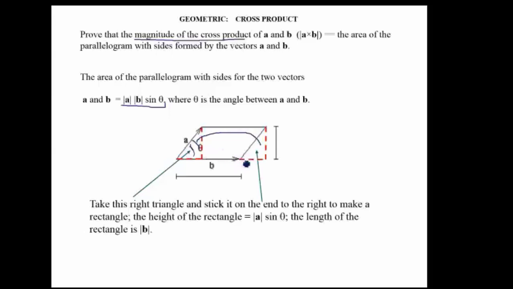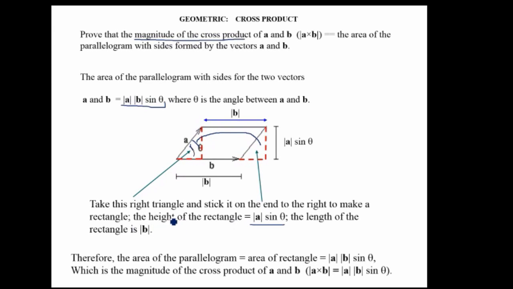This side here is equal to the length of B. And this side here is related to A and the angle, namely it's equal to A times sine of theta. So here's our B on this side here. This side over here has the same length, B. This side of the rectangle is A sine theta. If we move the triangle over here, the height of the rectangle is this, and the length of the rectangle is this. So the area of the parallelogram is exactly equal to the magnitude of the cross product.